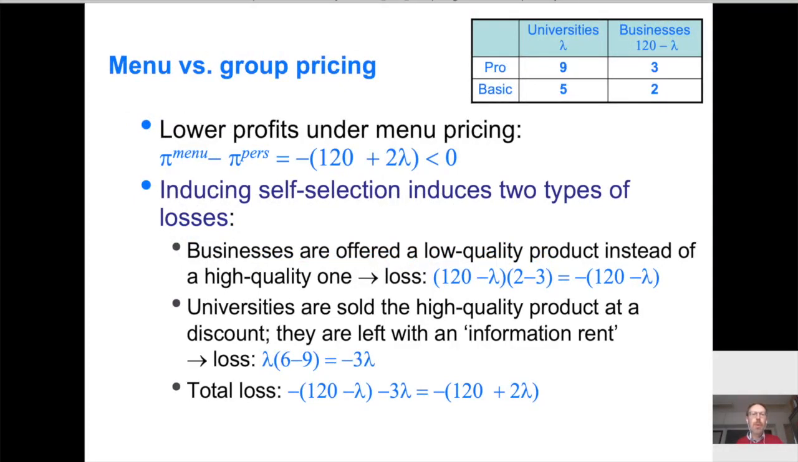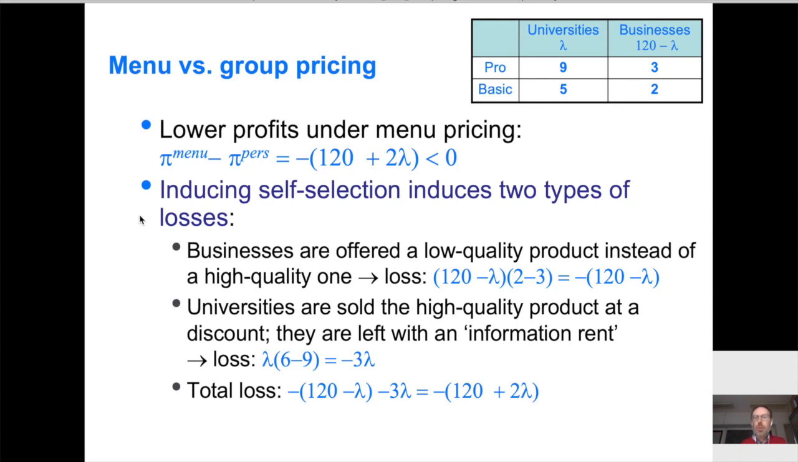Right, now we want to compare the results on the menu and group pricing. We already expect that the profits on the menu pricing will be lower than on the group pricing. Remember, group pricing, which is the same as personalized pricing here, because all universities are the same and all businesses are the same. So group pricing here gives you the largest possible profit. So you can only do worse when you do menu pricing, but we want to understand why the profit is lower, what are the sources of the decrease in profit when you do menu pricing.